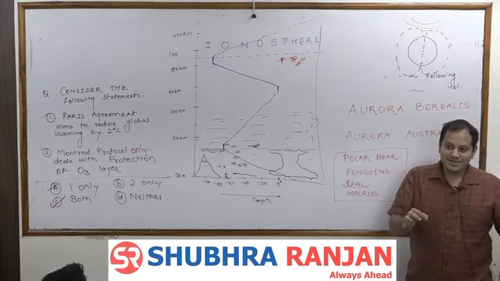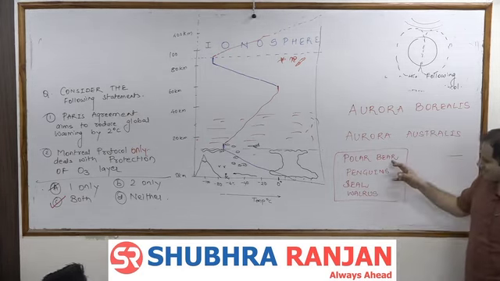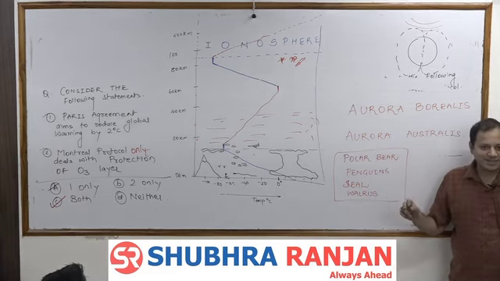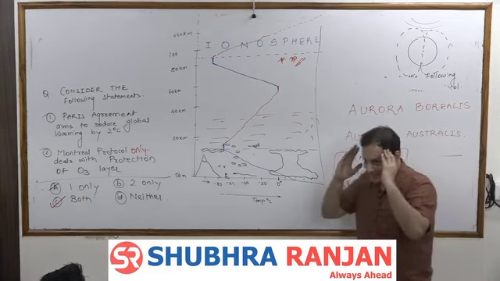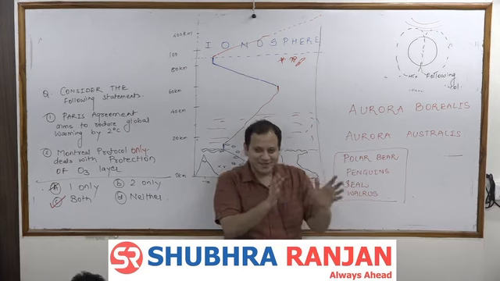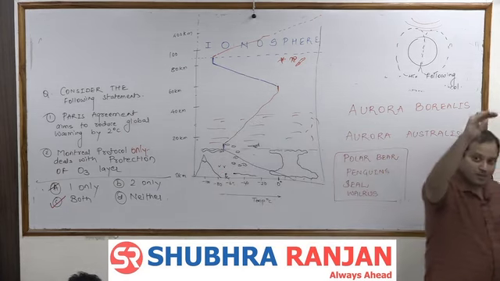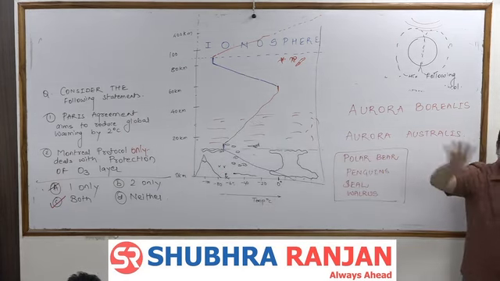Why? Because the penguin stays in the South Pole and the polar bear stays in the North Pole. Understanding? This is what general knowledge based questions are. One is in the North Pole, the polar bear. You do not find polar bears in the South Pole.